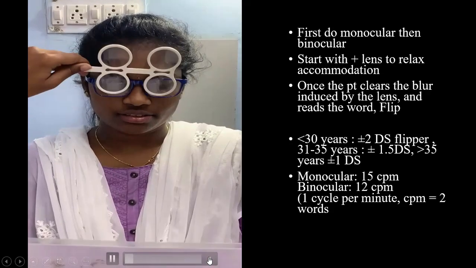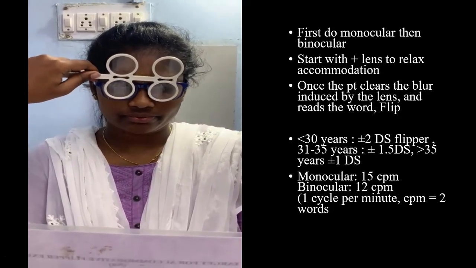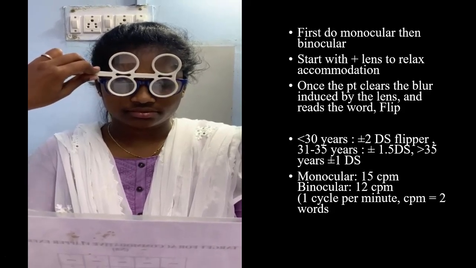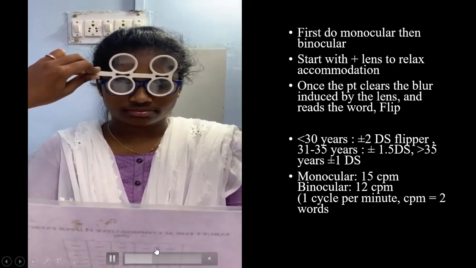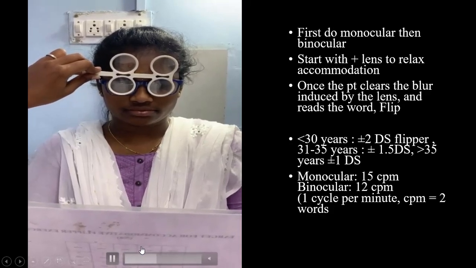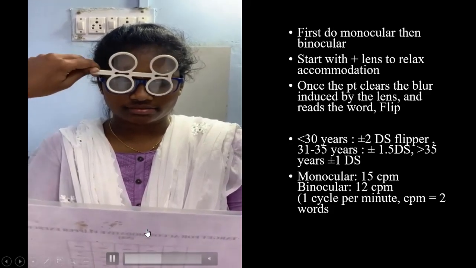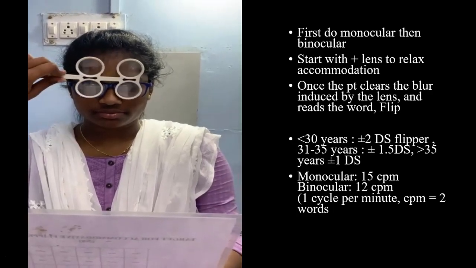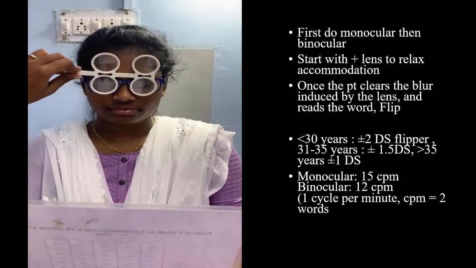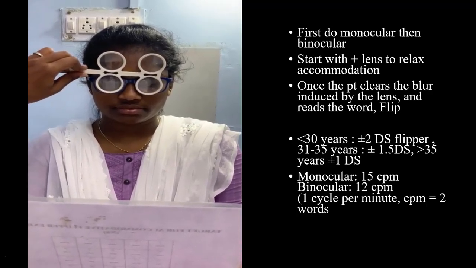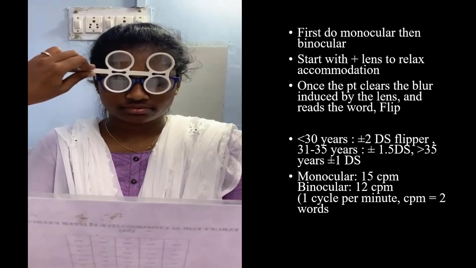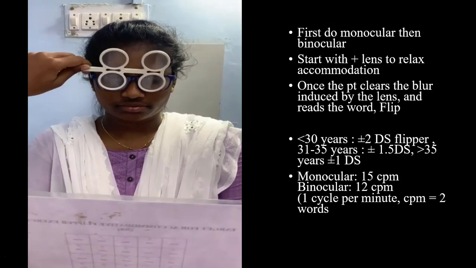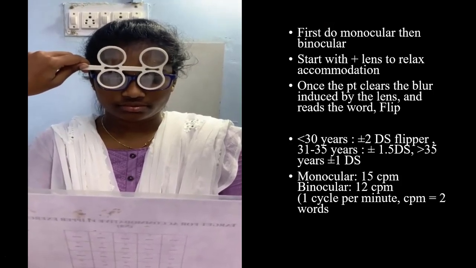We have to start with the plus lens so that we can relax the accommodation, followed by the flip to the minus lens. Once the patient reads the first word on the box and it's clear, we do the flip and they have to read the next word of the box. Once the patient clears the blur induced by the lens, we ask them to read the next word through the next lens, through the flip. Monocularly, 15 cycles per minute is normal, and binocularly, 12 cycles per minute is normal. We wait till they notice it single and are able to read the word clearly.